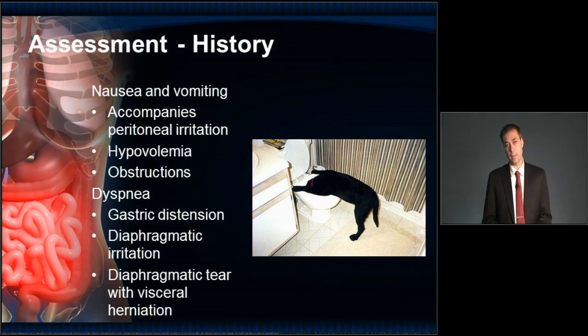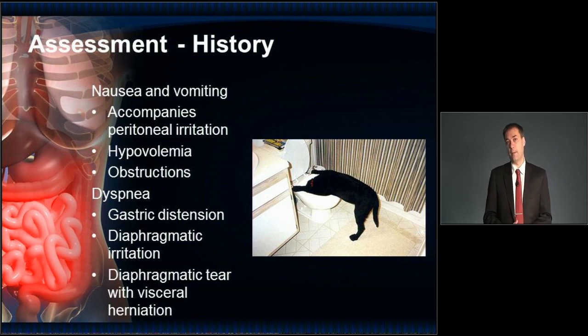Now, it might seem odd to talk about obstructions in a trauma course, but remember, a patient with abdominal trauma, one that's been punched in the abdomen or an airbag in the abdomen, may develop hematomas in the bowel that can present several days later as an obstruction with nausea and vomiting. So it's not out of the realm of possibility.